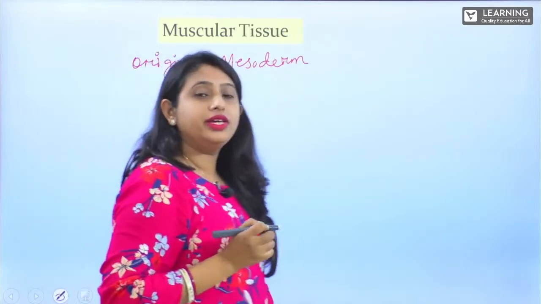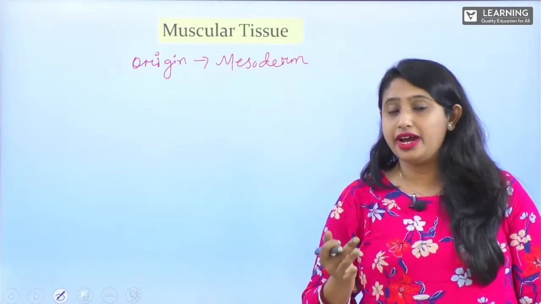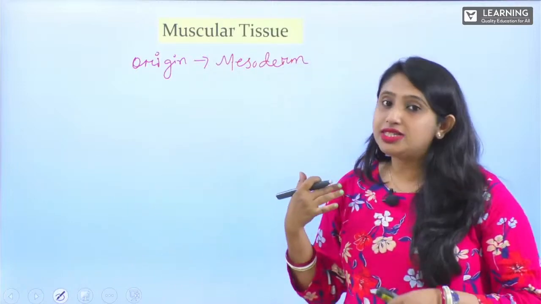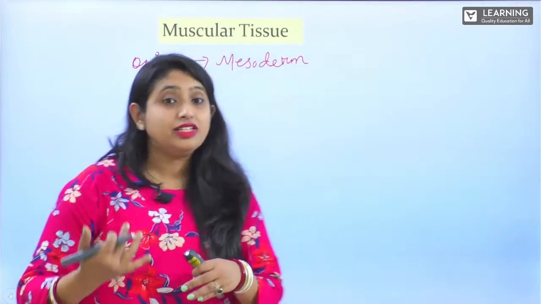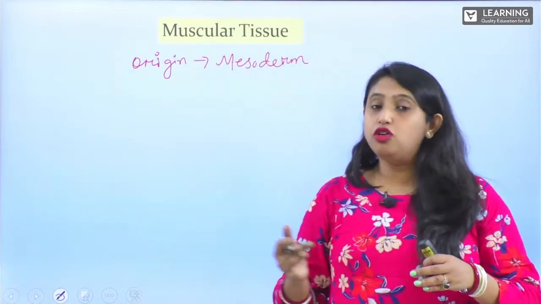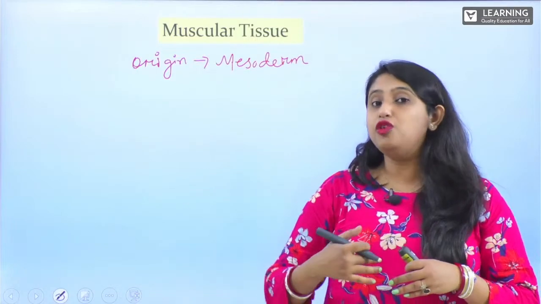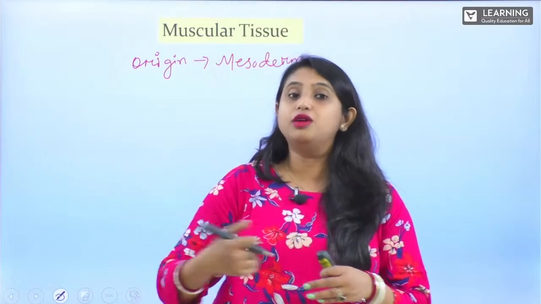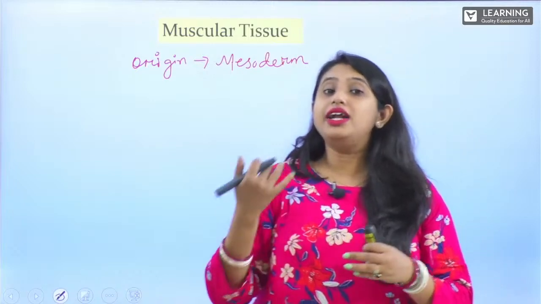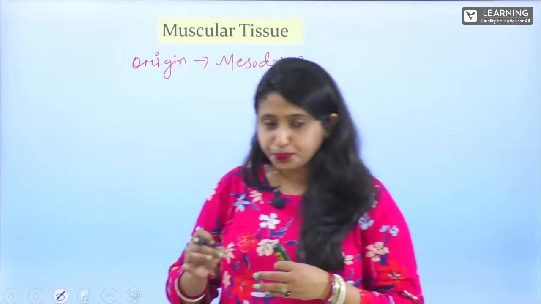What is the function of this muscle tissue? As you know, the function of muscle tissue is locomotion and movement. Now as you can see, I am moving, right? This is locomotion. Locomotion is moving from one place to another. And what is movement? Someone is dancing, someone is moving the hands, so that is movement. And it is also responsible for contraction.